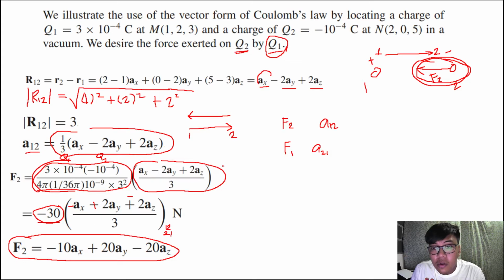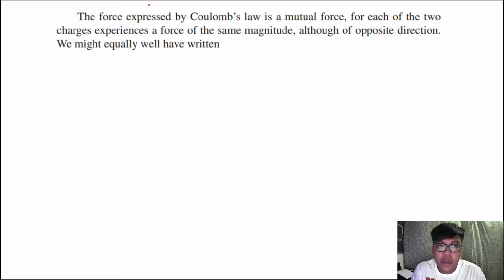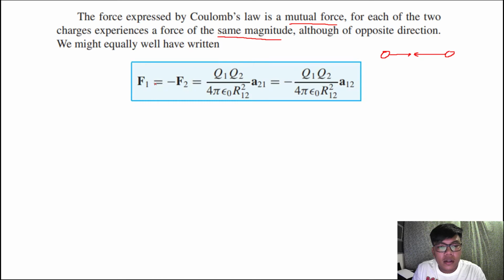Okay? So ngayon, ang isa pa natin dapat maintindihan, the force expressed by Coulomb's law is a mutual force. For each of the two charges experiences a force of the same magnitude. So parehas yung dalawa. Meron dalawang charges, yung force between them is the same. Mutual yan. Although of opposite direction, magkaiba nga lang ng direction. Merong force between them, maghahatakan or magtutulakan sila. Same magnitude but different direction. You might equally well have written F1 is equal to negative F2. Parehas na kasi yung force na yan.